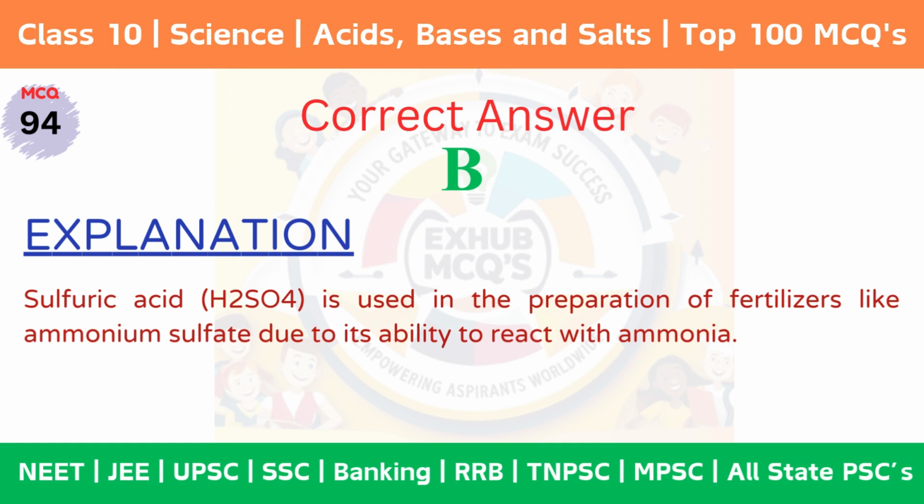Explanation. Sulfuric acid, H2SO4, is used in the preparation of fertilizers like ammonium sulfate due to its ability to react with ammonia to form this nitrogen-rich fertilizer.